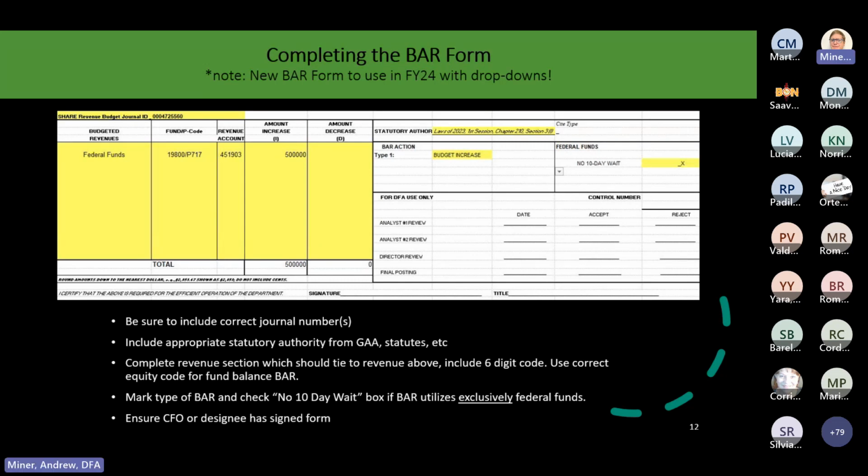Bar action, that's your type of increase, decrease, or transfer. Federal funds, so you're only going to check that box if it's exclusively federal funds and it's not subject to the 10-day wait. That's the only time that you check that box. And then the bottom right there, you don't do anything there because that's for our use as the bar works its way through our submissions process. Then we sign off on it.